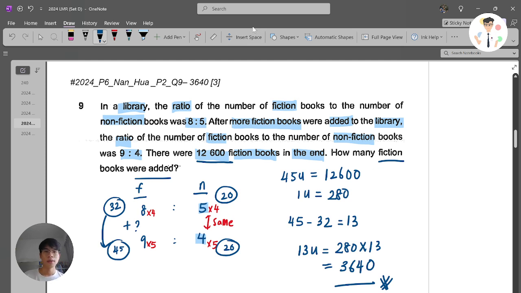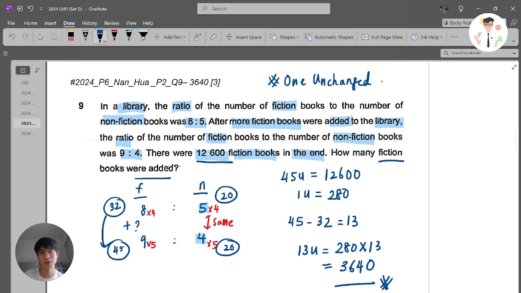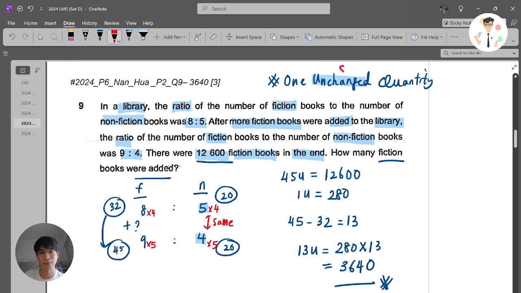Okay? So just in case you don't know, this is actually a concept we call one unchanged quantity. So what is unchanged? The non-fiction books. Unchanged means it's the same. And again, that's why we are always repeating the idea here that two are supposed to be the same, but they are not the same. And you are supposed to make it the same by looking for LCM. Again, a very common question here, but just a quick revision of this. Okay? So now let's move on to our next question.